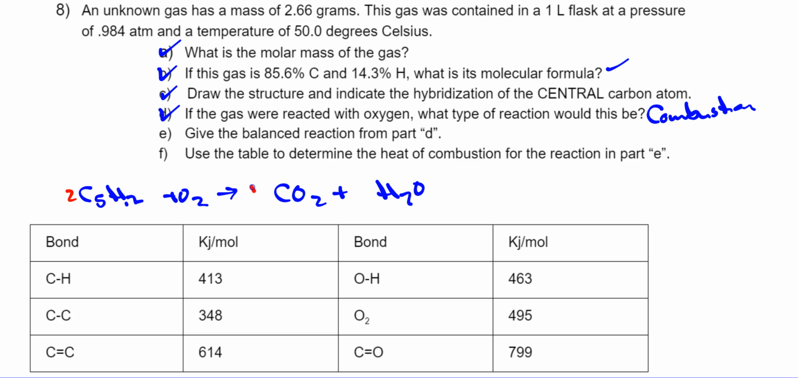2 times 5 is 10. This is a 12, even though it's ugly. I'm going to put a 12 here. Then I have 2 times 10 is 20, plus 12 more. That's 32. I divide that in half and I get 16.